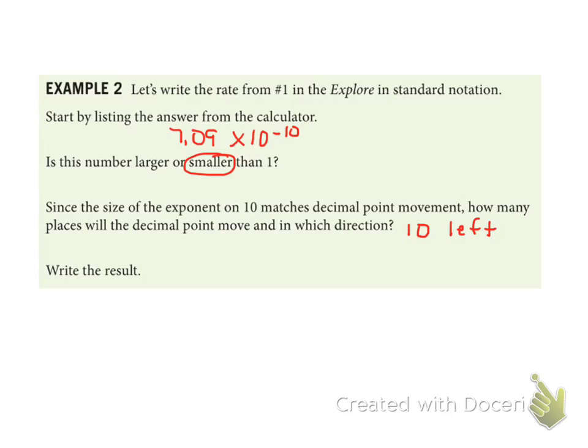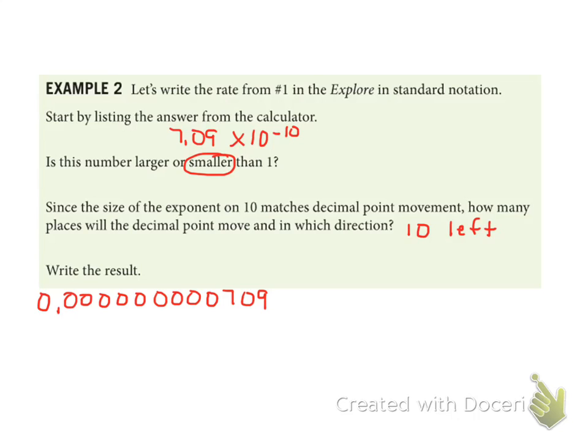Write the result. So I'm just going to write the digits that we have so far, 709. The decimal point starts out after the 7. We need to move 10 places, so in front of the 7 would be 1, 2, 3, 4, 5, 6, 7, 8, 9, 10. So there should be 9 zeros there. You can put the 0 in front of the decimal point. That's optional. However, if you're in the nursing field, make sure you get used to putting the 0 in there. That's very important in the nursing field.